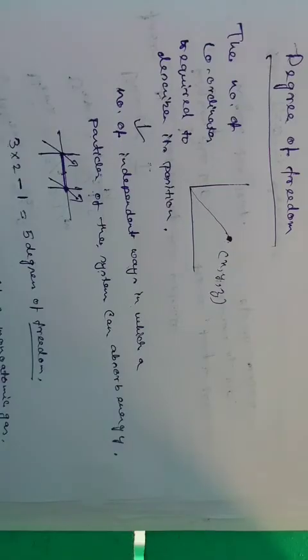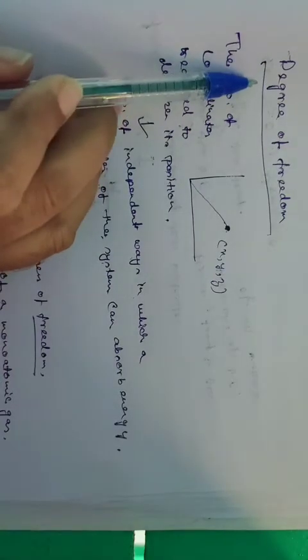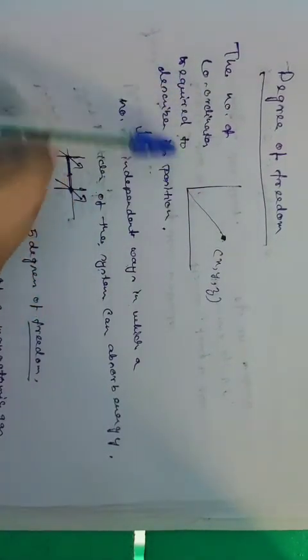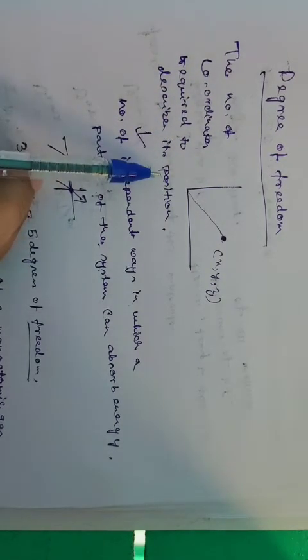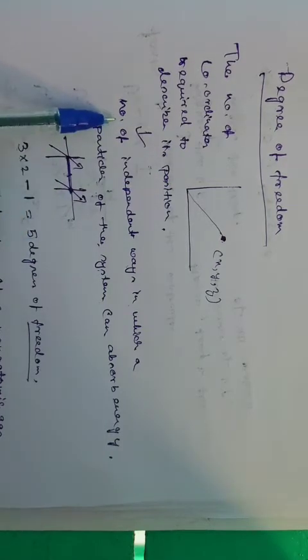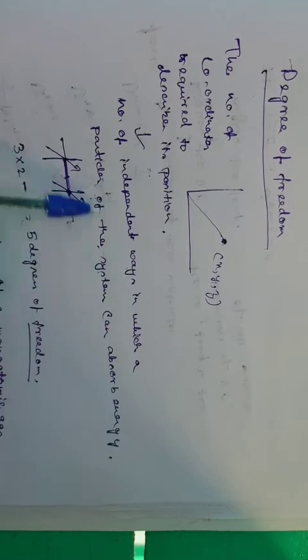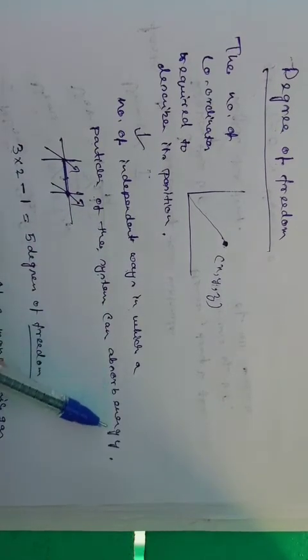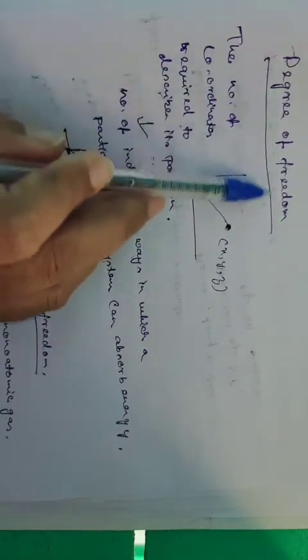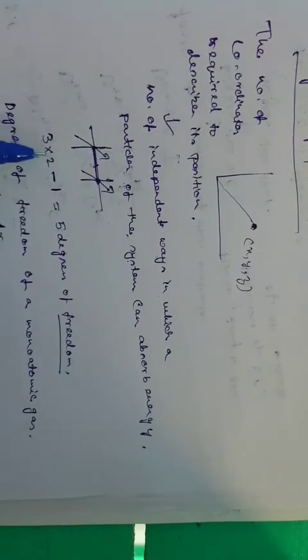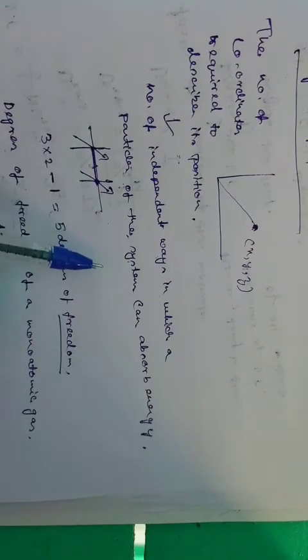Now next is degrees of freedom. What do you mean by the degrees of freedom? It is the number of coordinates required to describe its motion or configuration. Or we can say that it is the number of independent ways in which the particles of the system can absorb energy. Suppose this is a molecule and we want to specify the location of this molecule in space. So how many coordinates we need to specify it is our degree of freedom. For one molecule it has 3 degrees of freedom, isn't it?